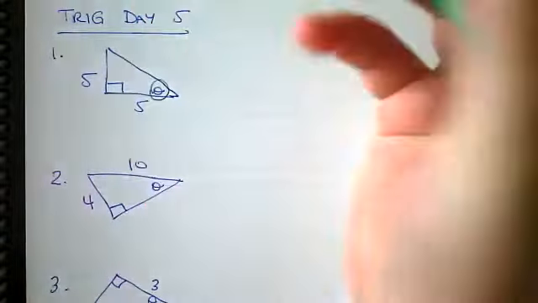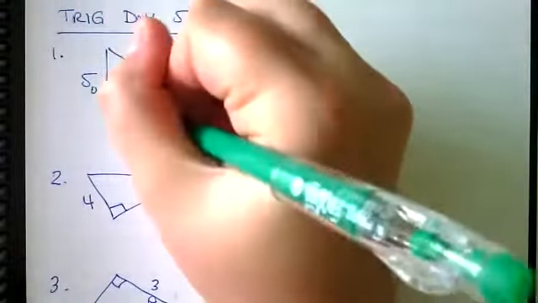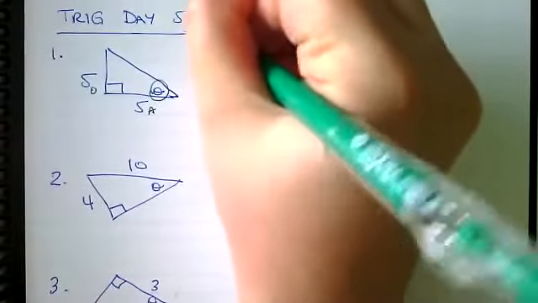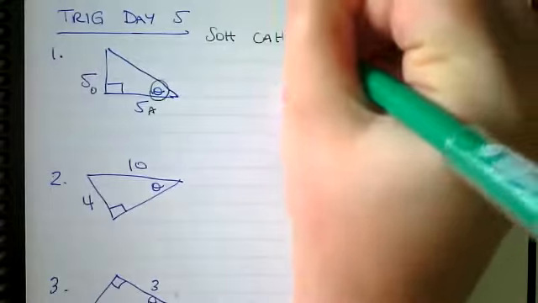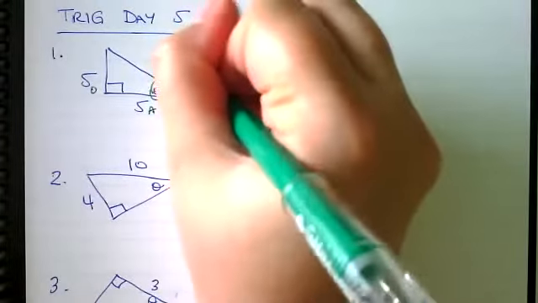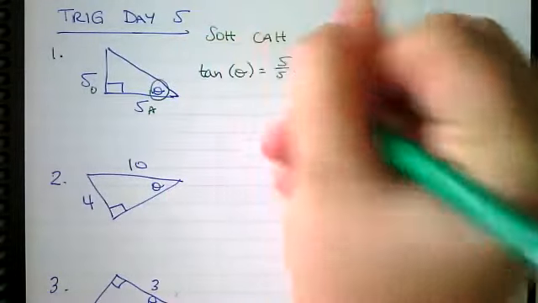I have my angle here, and then I want to list what sides I have. So this is my opposite side, and this is my adjacent side. I'm going to be using tangent because we have SOHCAHTOA, and tangent is opposite over adjacent. So I've got tangent of theta equals 5 over 5.